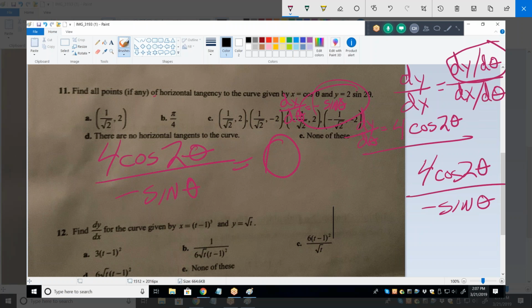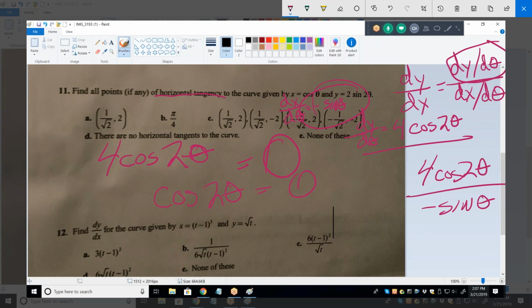They've only asked for horizontal. So the only thing we need to solve is for the numerator, and we need to maybe check to make sure the denominator is not 0 also, but it doesn't figure to be. So now I'm going to divide both sides by 4. Cosine of 2θ has to be equal to 0.